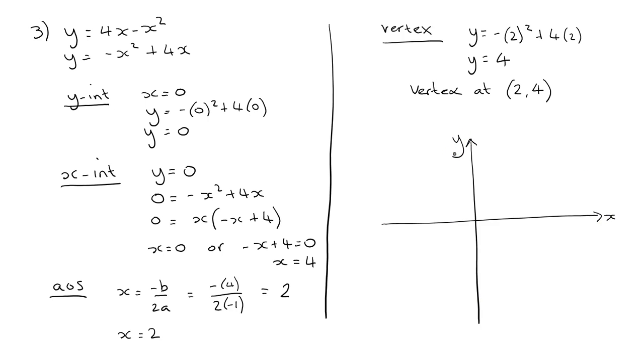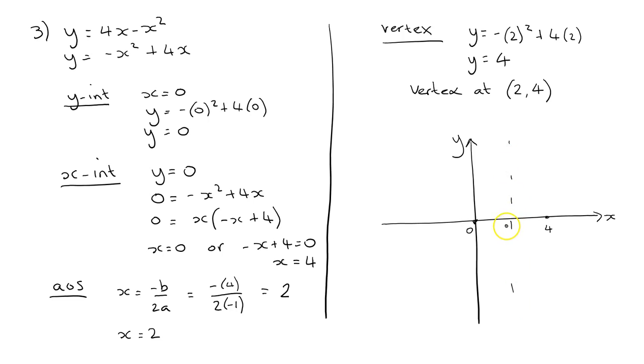And let's put on the information we've got. We've got a y-intercept at y equals 0. That's there. We have two x-intercepts at x equals 0 and x equals 4. So that's our x equals 0 mark that we've already got there, and that's our x equals 4. Our axis of symmetry is at x equals plus 2, so that's straight down the middle.